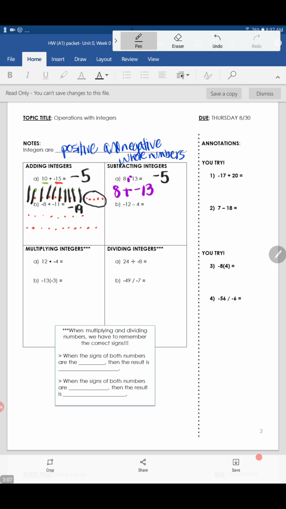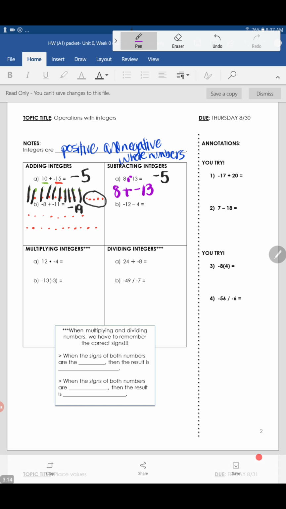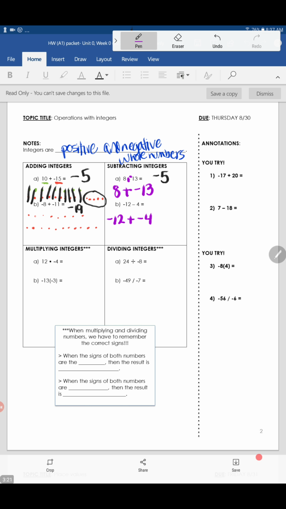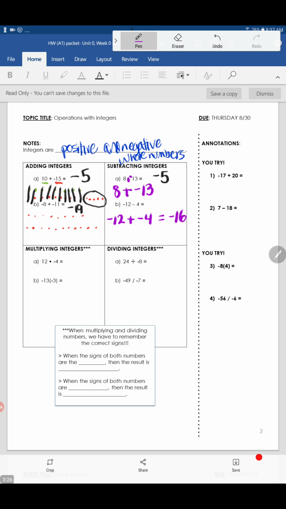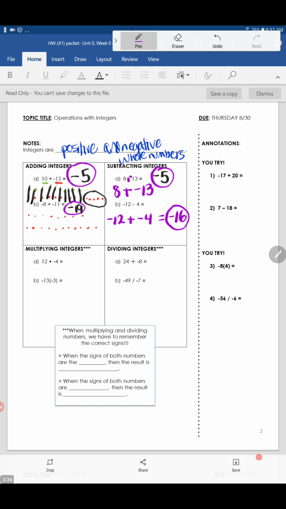Okay, same thing in this problem. We can change that minus sign to a plus and then make the second number negative. So we can rewrite this problem as -12 plus -4. Okay, so in total, there is 16 negatives if we drew it out, so that's -16. Okay, so these are the answers here. All right, and then you are going to try numbers 1 and 2 on the side on your own. Go ahead and do that now.